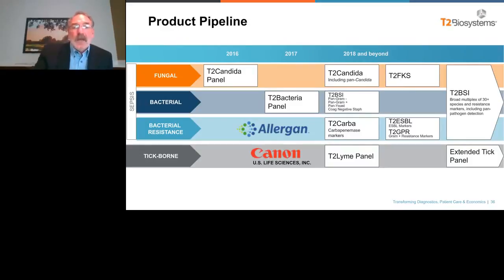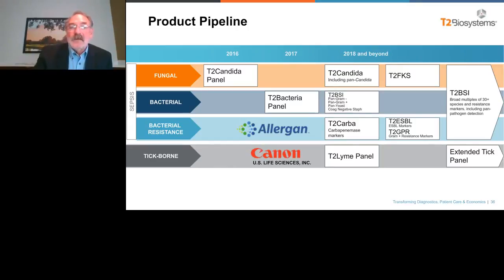Our product pipeline is seen here, so we're not just about Candida. On top we see the fungal stream. We have T2 Candida right now. We intend to develop T2 Candida further to include pan-Candida markers, as well as ultimately detection of FKS mutations for echinocandin resistance. For bacterial, we have the T2 bacteria panel that's in clinical trials right now, and we anticipate being able to provide that commercially later this year.